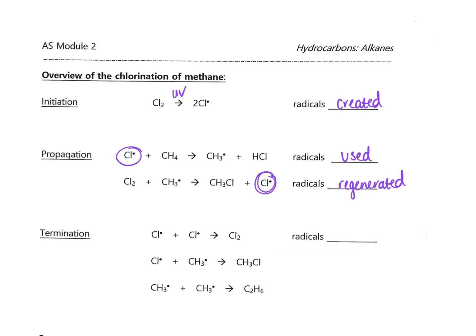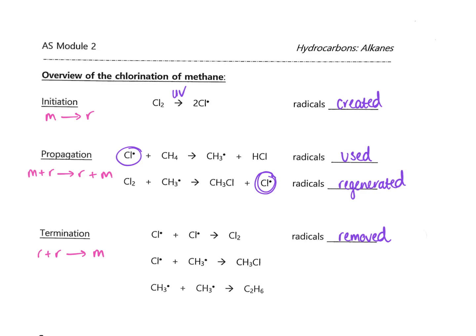And then finally, in our termination step, we see that our radicals are removed. And that's important because otherwise this reaction would just continue going on. So in the termination, we have 2 radicals forming a molecule. So again, in the initiation, we've got a molecule forming radicals. In the propagation, we have a molecule reacting with a radical to produce a radical plus a molecule. In other words, the molecule becomes a radical and the radical becomes a molecule. And in the termination, we have a radical reacting with another radical to produce a stable molecule. So hopefully that all made sense.